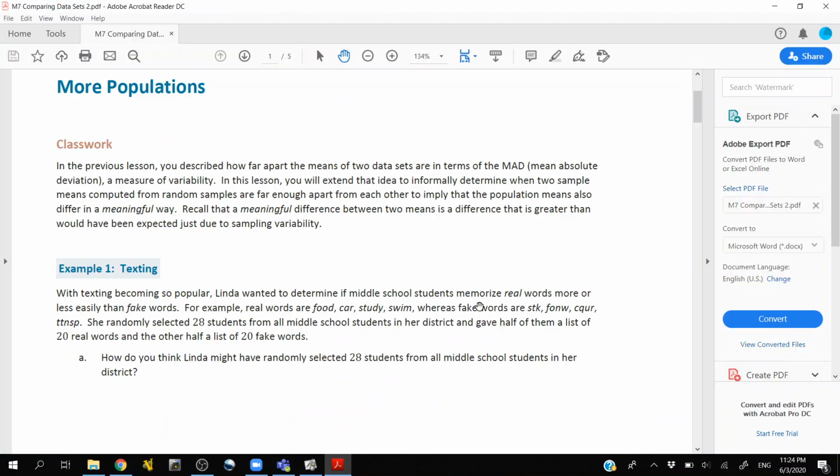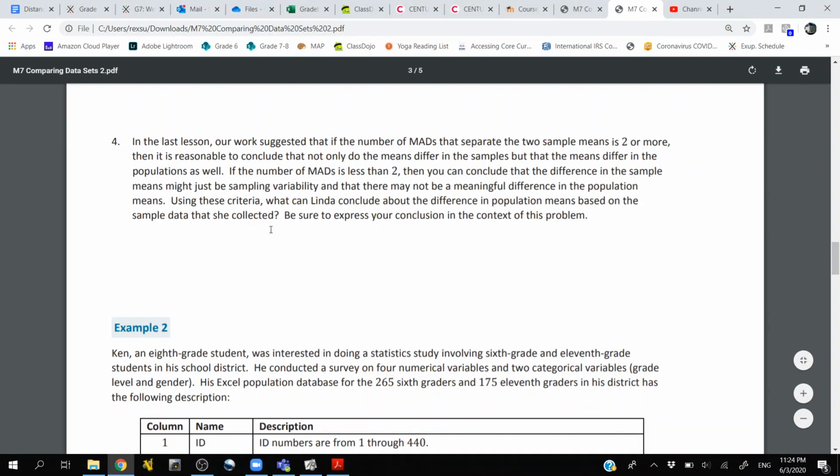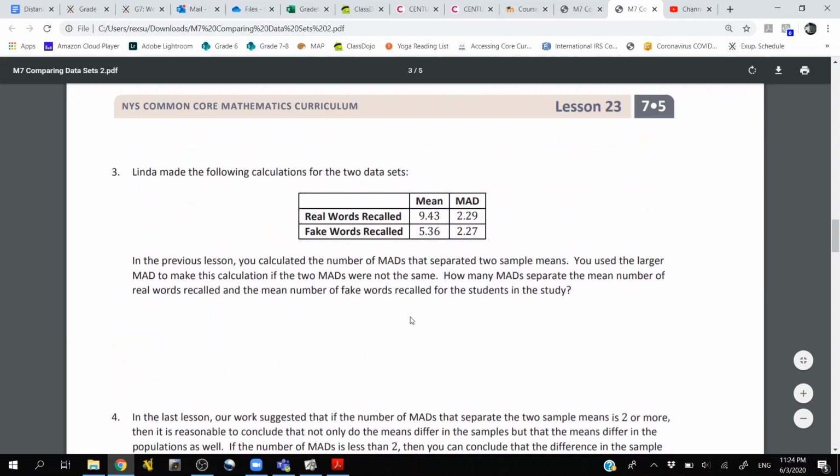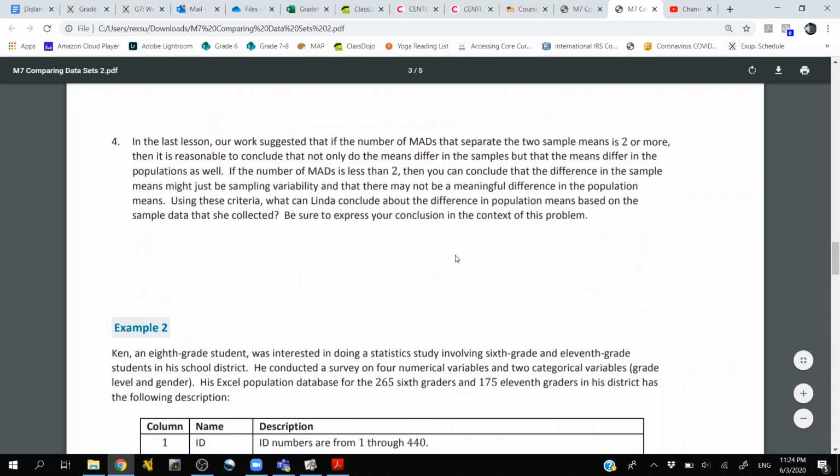So it's saying exactly this situation. 1 mean absolute deviation means that these are not significantly different. If it were 2 mean absolute deviations, then these would be significantly different. So, using these criteria, what can Linda conclude about the difference in population means based on the sample data collected? Up here, you know how many mean absolute deviations are between. Down here, you can use this 2 barrier to say, are the populations different or are the means different?